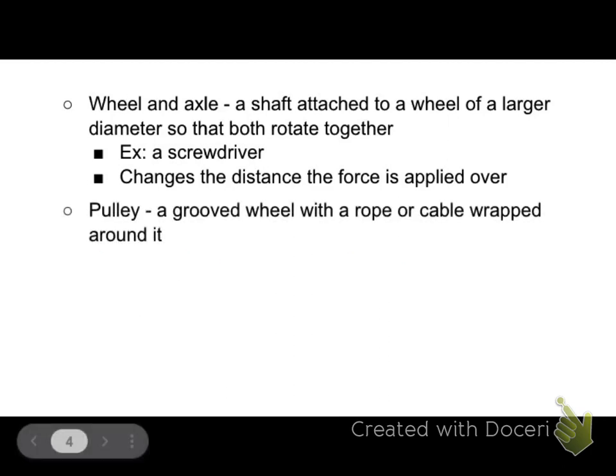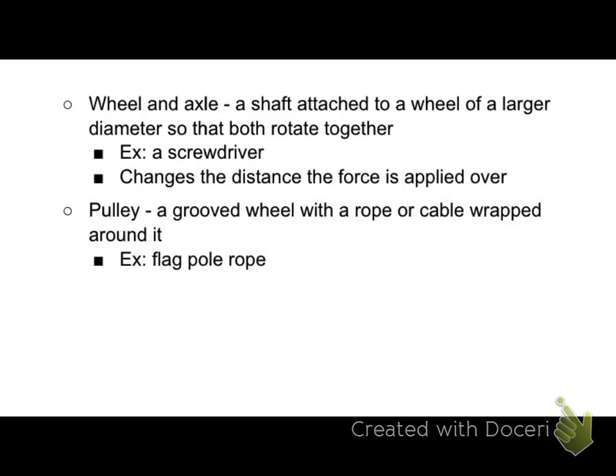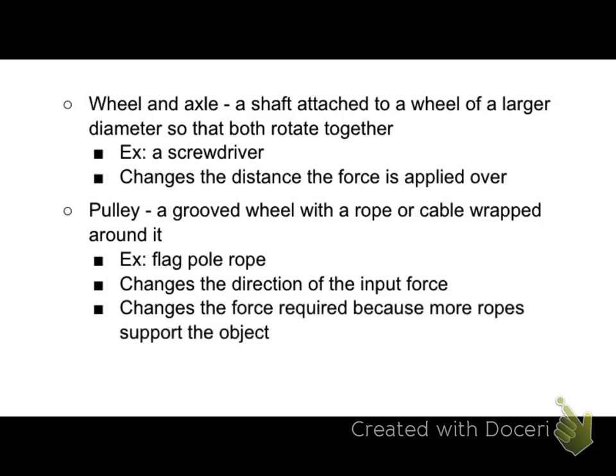And lastly, we have a pulley. A pulley is a grooved wheel with a rope or a cable wrapped around it. For example, the rope that pulls a flag up on a flagpole. This is going to change the direction of the input force. If I pull down on the rope, the flag goes up. So it's changing the direction of the force. And it also changes the force required because there are more ropes supporting the object, especially if I have multiple pulleys in a system. That changes the total number of ropes that support the object, and as a result, I don't have to put as much force in.